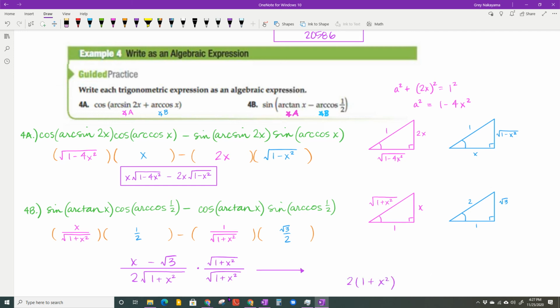And on the bottom, you do not have to multiply it out. 2 times this quantity of 1 plus x squared. And here I'm just going to distribute. So it's going to be x times this minus the square root of 3 times this. So on the top, I have my x times that radical. And then since the 3 is underneath, I went ahead and put it underneath also, because that would be a simpler way. If you want to distribute it, you can distribute it as well. And that is all we have for sum and difference identities.